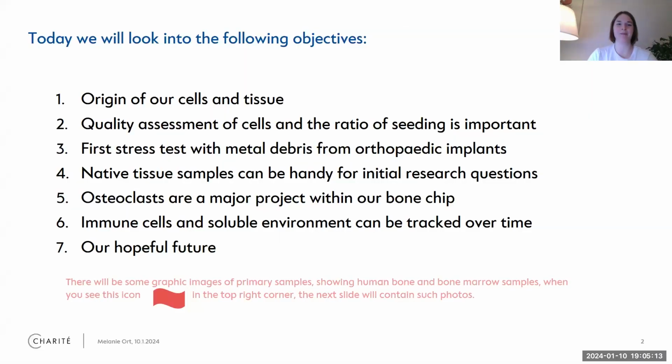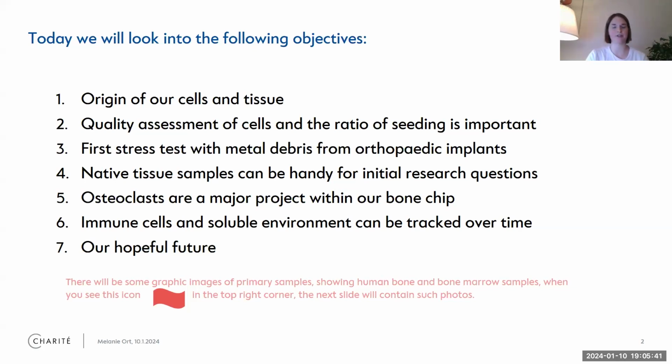So today I would like to talk about the following things with you: the origins of our cells and tissue that we use on the bone and bone marrow chip, then what kind of quality assessment or pre-testing we do and how important seeding is. I will also present the first stress test that we did in a clinical setting with our bone and bone marrow chip. And then I will go on talking about native tissue.